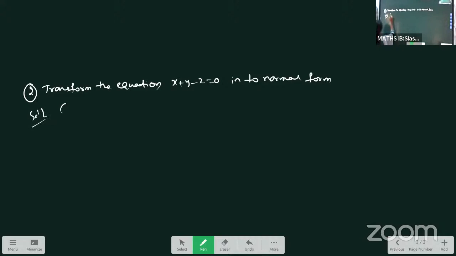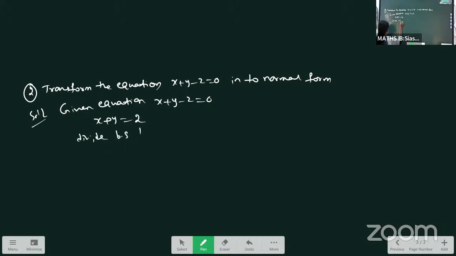Solution. Take the given equation: x plus y minus 2 is equal to 0. So here what you do? Send the constant to the right side. Immediately after sending the constant to the right side, it must be positive. If not, we have to make it positive. Then after that step, divide both sides by under root of a square plus b square. A means x coefficient, b means y coefficient.